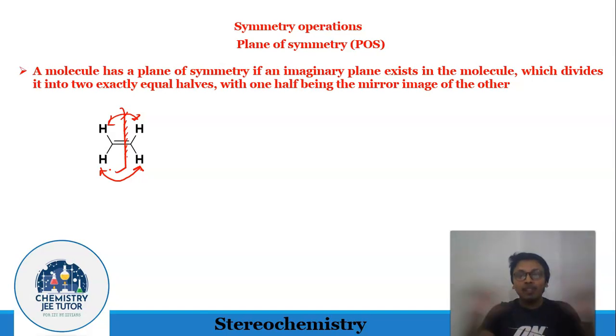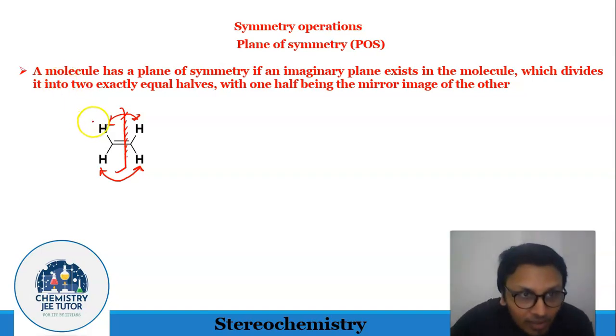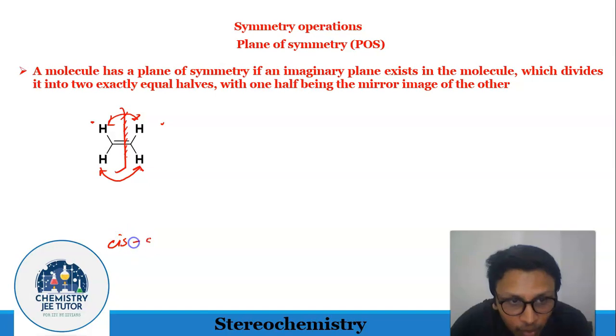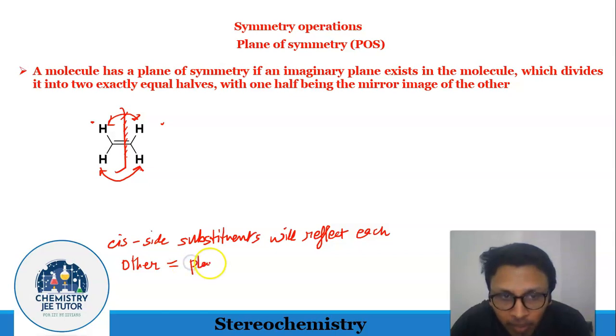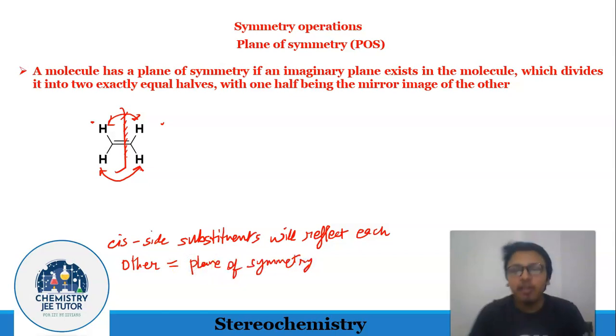Such that both the hydrogens on the cis side will reflect each other. These are the cis side hydrogens, they are on the same side. So cis side hydrogens or cis side substituents will reflect each other. If you are making notes, just write this down, then you will understand. They will reflect each other when we draw a mirror plane or a plane of symmetry. So if we draw a plane which divides the molecule into two halves, in an alkene molecule, the cis side hydrogens will reflect each other.